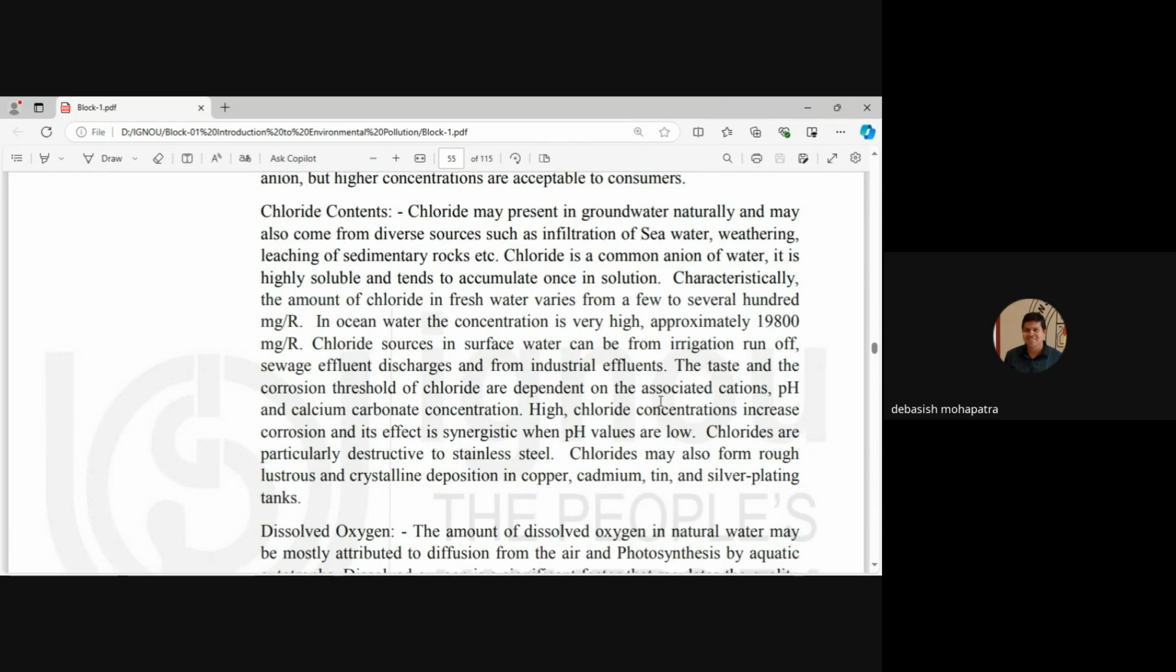The taste and the corrosion threshold of chloride depend on the associated cations, pH, and calcium carbonate concentration. High chloride concentration leads to an increase in corrosion, and the effect is synergistic when pH values are low.